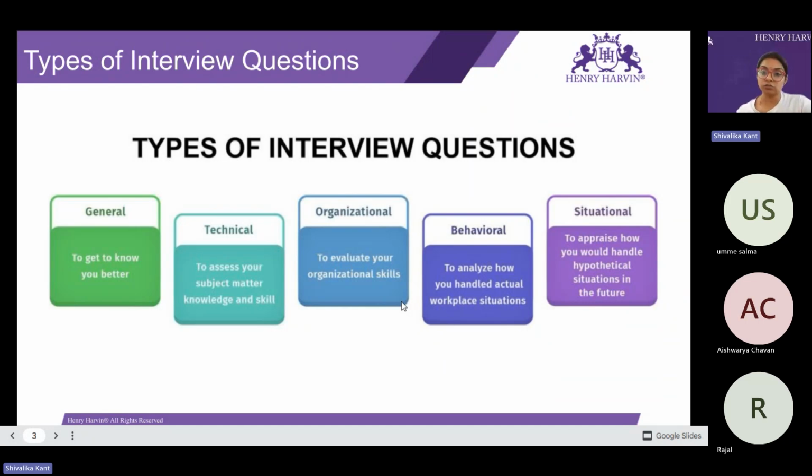Then we have technical questions. Technical questions assess your subject matter expertise and your skills. These questions test your expertise in the specific field or role you're applying for. They can be problem solving tasks, coding challenges, or case studies, like the types of technical questions that we discussed just now. Domain related questions like that.